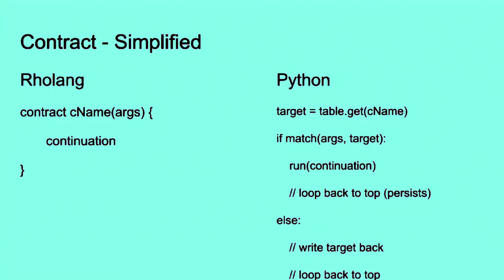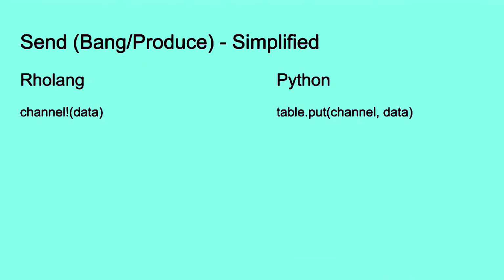Then we have sends, which I've sort of called bangs or produce. Basically, here we just send data on a channel. The simple way of looking at it is you just put the data at that channel. There's all sorts of other things the tuple space does, but at its core, this is what it is.